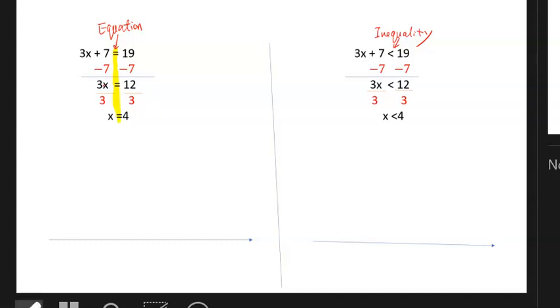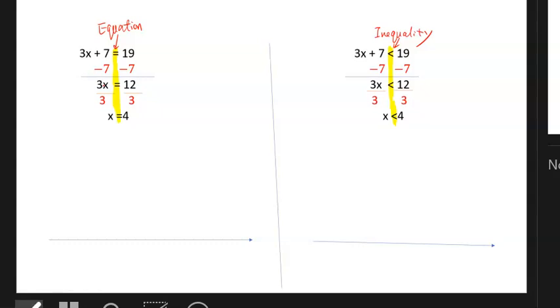So for an equation, it's equal, equal, equal from the beginning to the end. For an inequality, if they give you less than, you're going to keep it from the beginning to the end most of the time. The only time you have to flip it is when you divide or multiply by a negative number. So next, let's look at how we write down the interval notation.